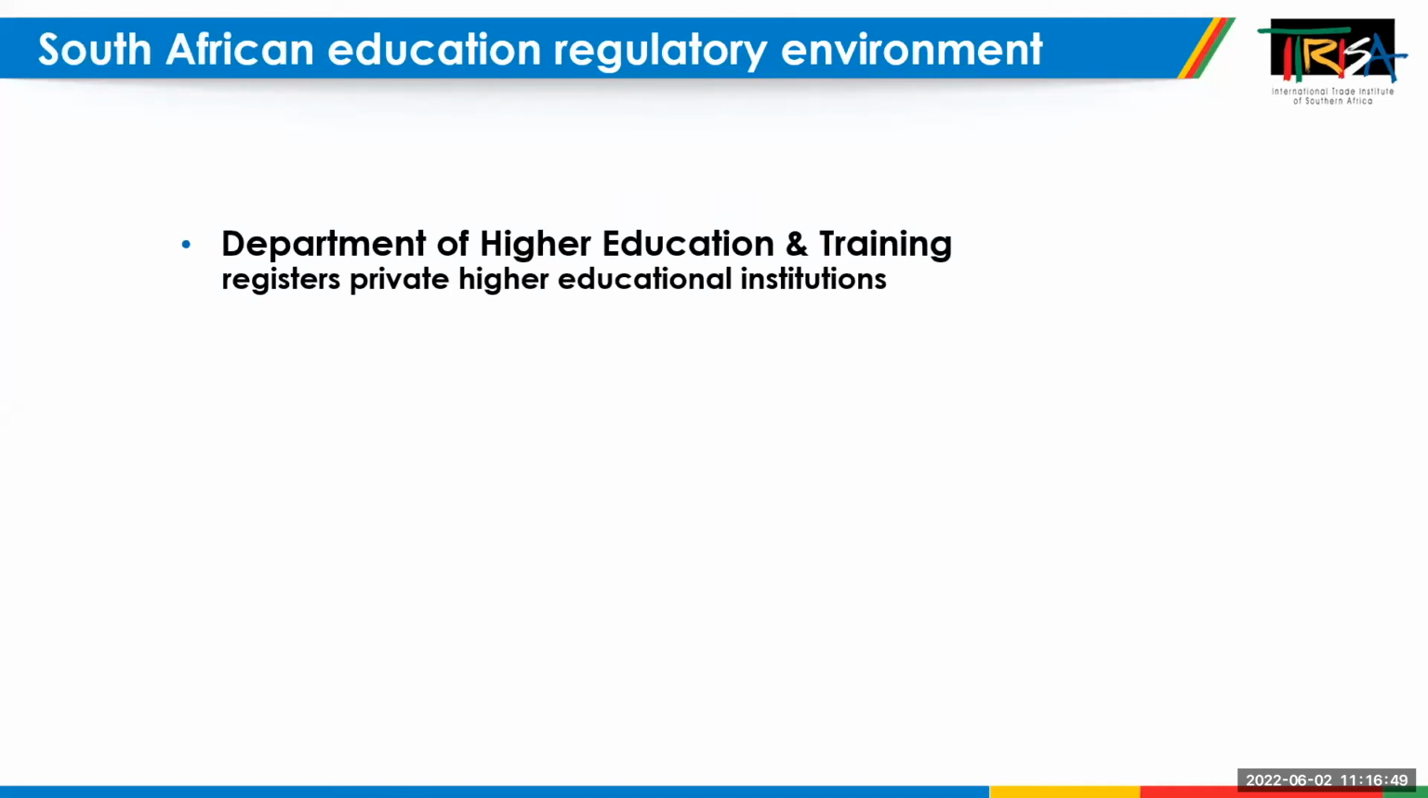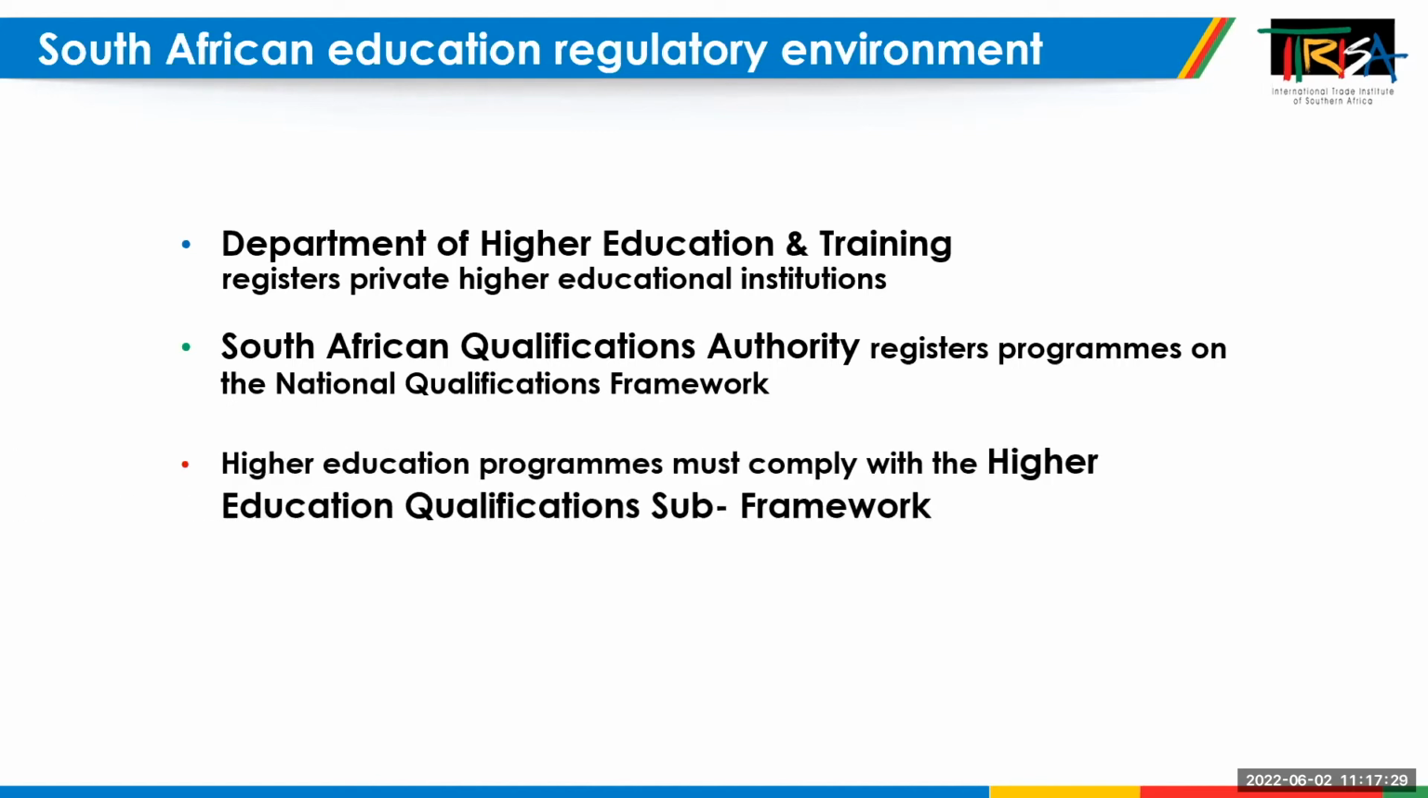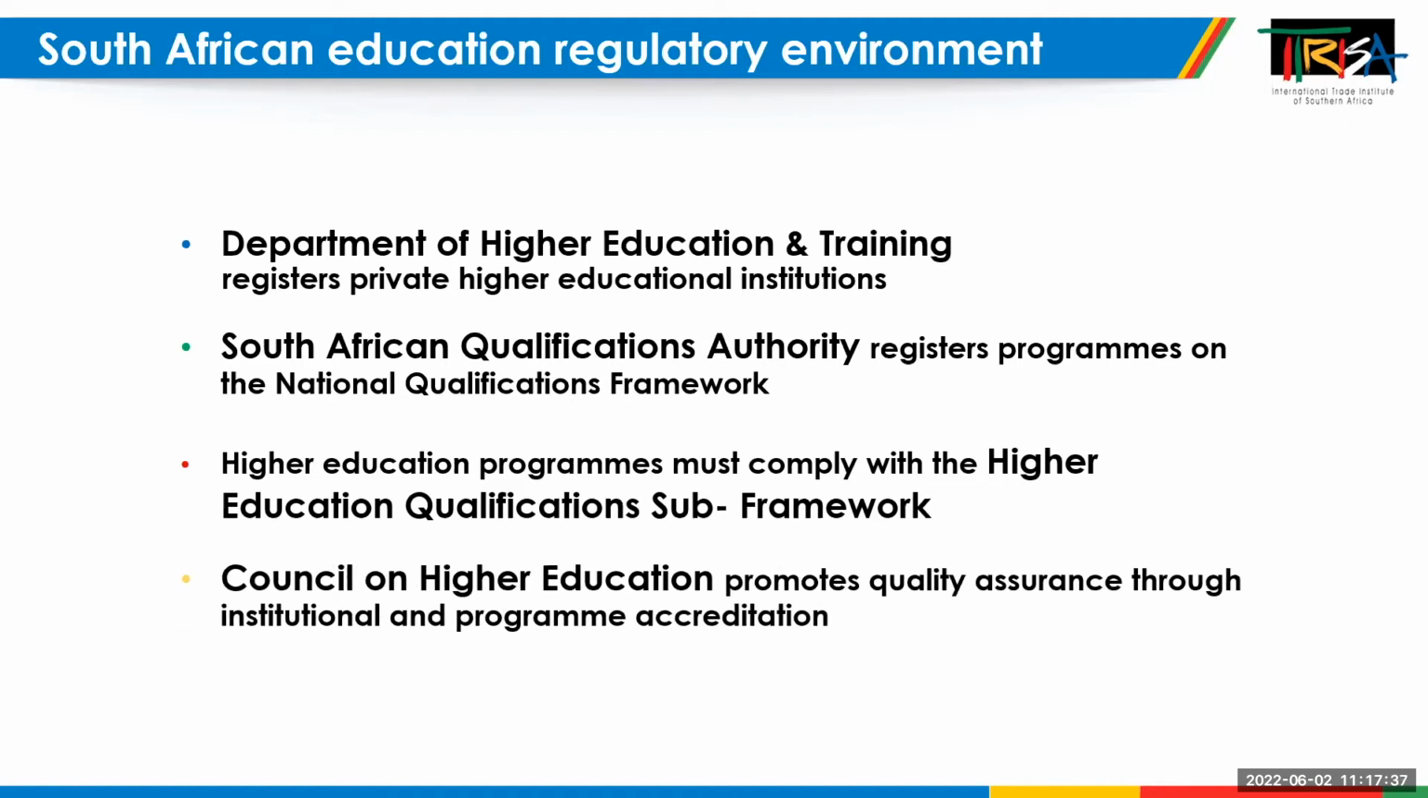So if we look at the South African regulatory environment, the Department of Higher Education and Training regulates higher education in South Africa, and I think most of the SACU countries follow the guidelines provided by the Department of Higher Education and Training here. They register private higher education institutions. So you can't actually operate as a provider of higher education unless you are registered with this body. Then we have the South African Qualifications Authority that registers programs on the National Qualifications Framework. And all higher education programs must comply with the Higher Education Qualifications Sub-Framework. And then finally, the Council on Higher Education, which promotes quality assurance for both the institution and program accreditation.